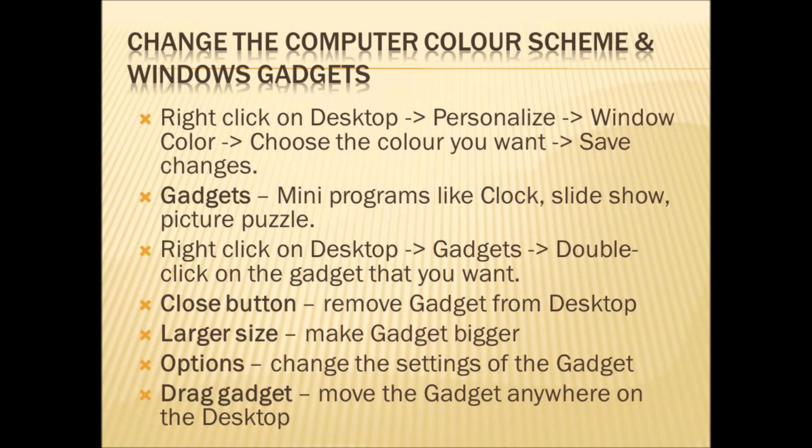There will be 4 options on the gadget. They are close button, larger size, options and drag gadget. Close button is used to remove the gadget from the desktop. If you don't want that gadget, you can remove it by clicking on the close button.